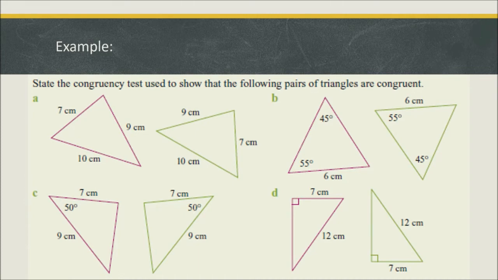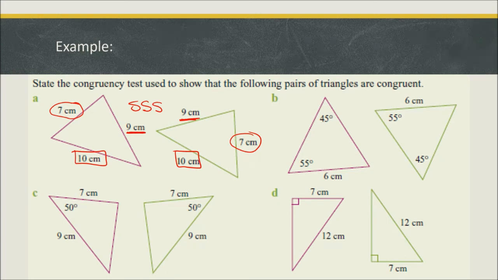So here we have some examples. What we need to do in each of these examples is determine the congruency test that we can use to show that these are congruent triangles. In our first one, we've been given 3 sides. So we want to make sure all 3 sides match. We have a 7 centimetres here and a 7 centimetres here, a 9 centimetre and a 9 centimetre, and a 10 centimetre and a 10 centimetre. So these have 3 pairs of matching sides. So our congruence test would be S, S, S for side, side, side.